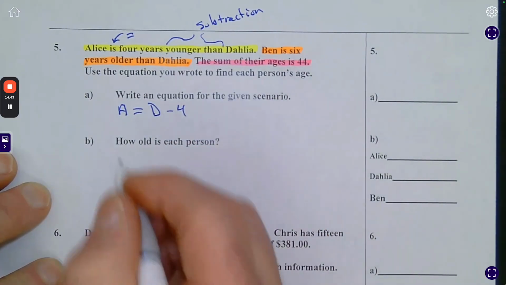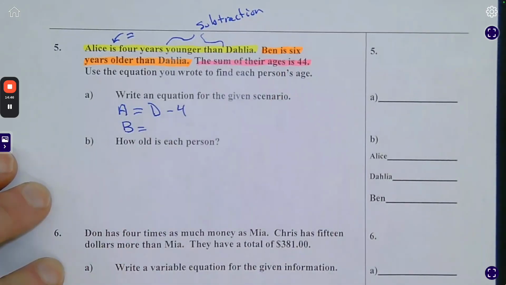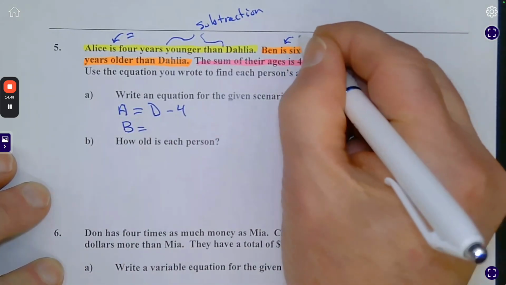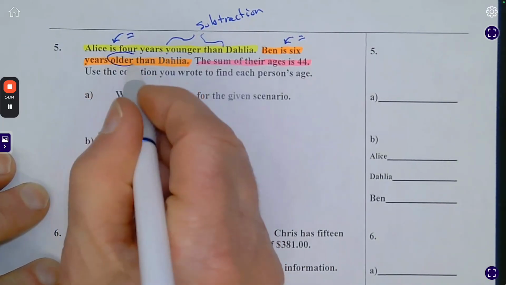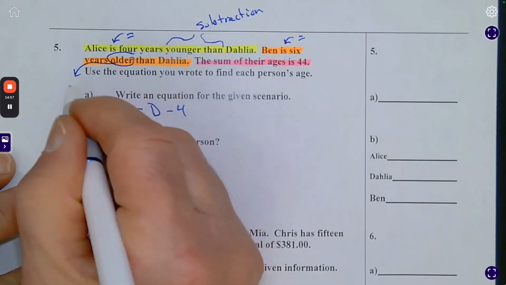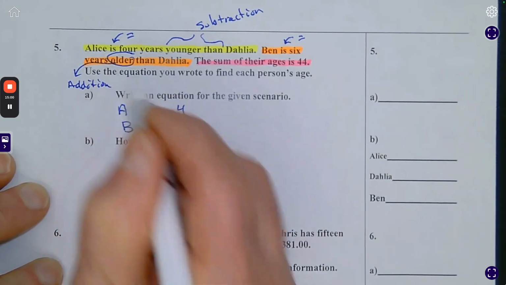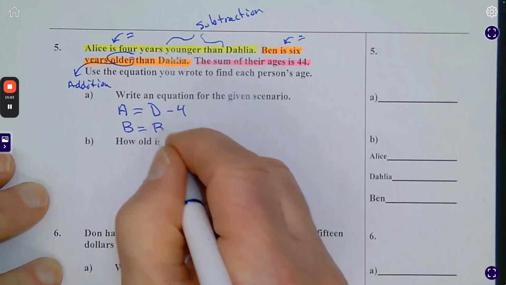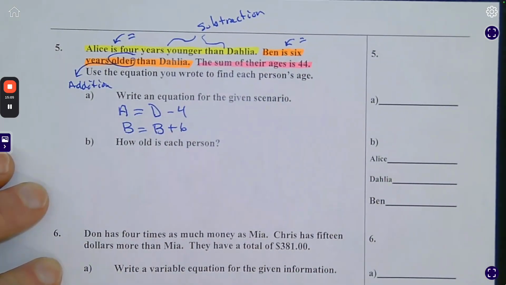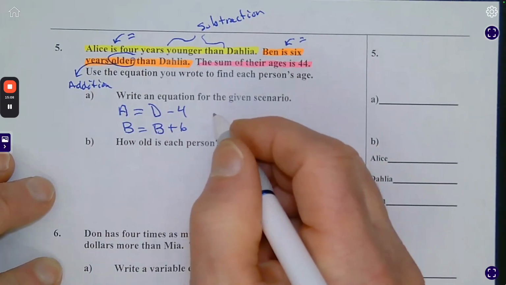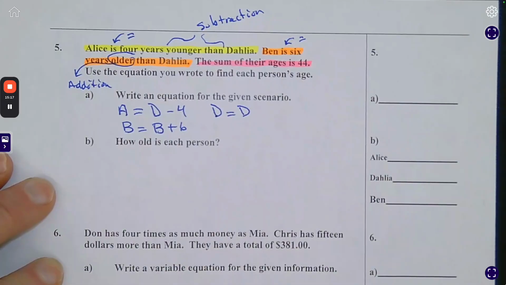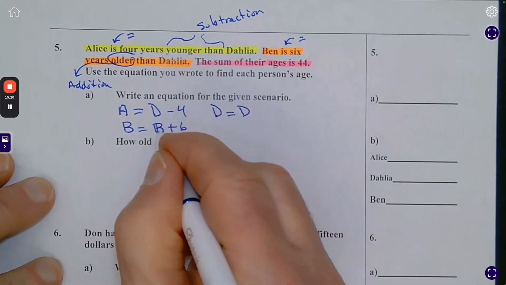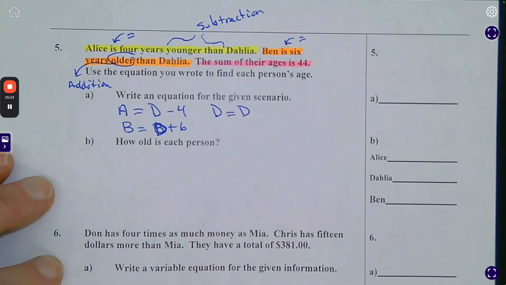Right there. Now we got Ben, good old Ben. Ben is, there's that dang equal symbol again. I love it. Ben is 6 years older than Dahlia. So if they're older, then that means you're going to add, right? Older is addition, because I'm getting more. So that's Ben plus 6. Well, we're missing a person because there's 3 people. And the person we're missing is Dahlia. Don't forget about Dahlia, all right? Oh, I made a mistake. Who knows what it is? That's right. This should not be a B. We're comparing Ben to Dahlia.